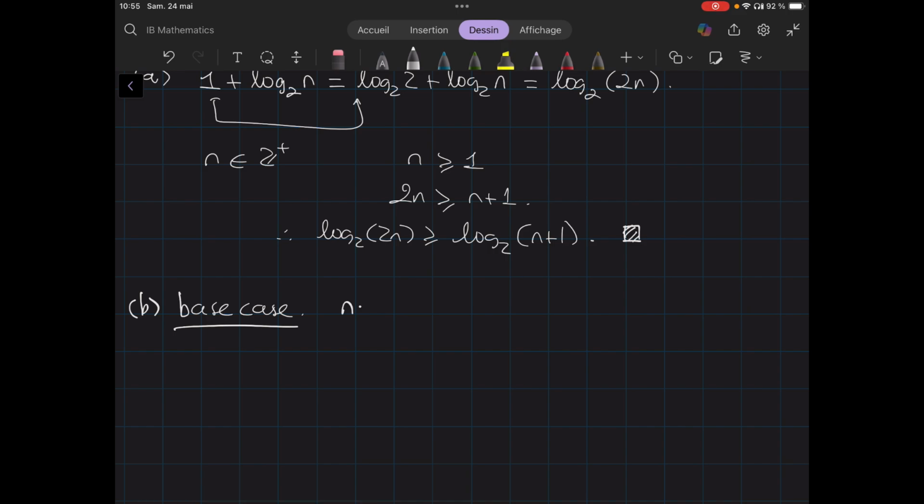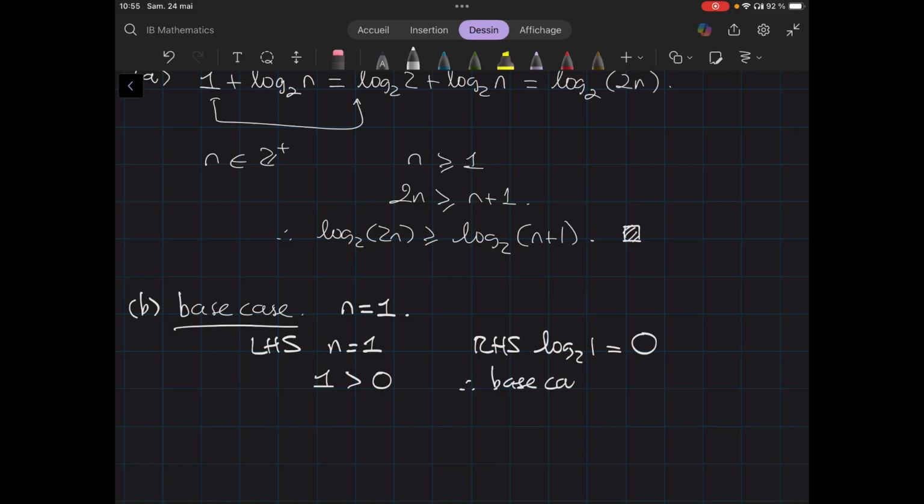When n is equal to 1, the left-hand side is equal to 1. The right-hand side, log base 2 of 1, is equal to 0. 1 is greater than 0. Therefore, the base case is true.